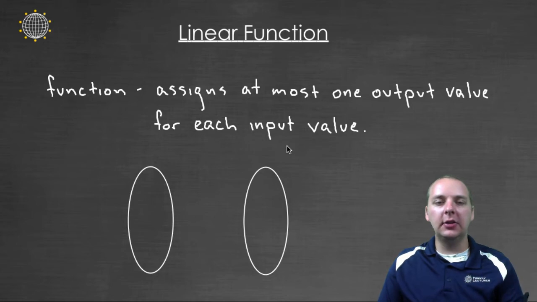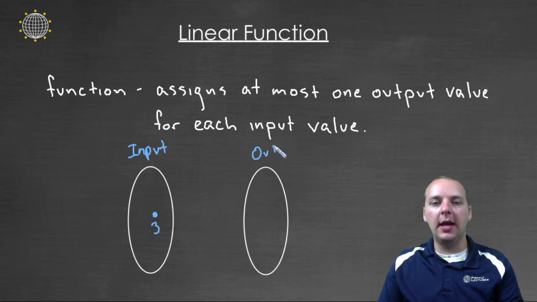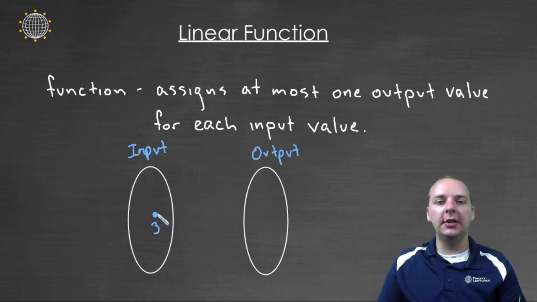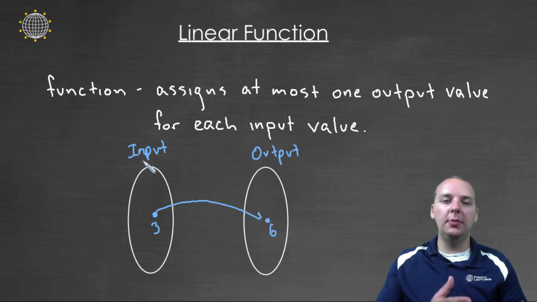So let's look at an example here. Let's say we had one number that we were going to plug in the function. We're going to stick it in the machine. Maybe we plug in the number 3, and this is in your set of input values. So this would be the input set. Out here would be the output set. And the function will accept the number 3. It'll take in the number 3 and it'll change it. And let's say it spits out the number 6. Okay, so 3 is part of the input values and 6 is part of the output values.